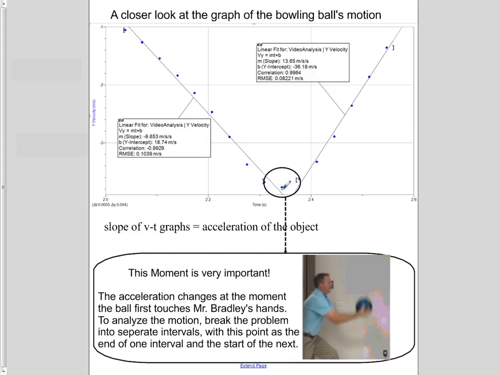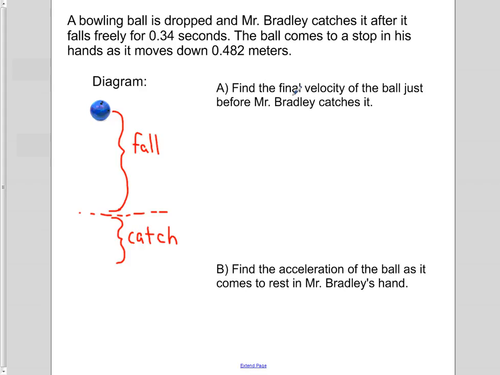Because that's at the end of the first interval, we would call it VF, but because that speed is at the start of the second interval, we would use it as VI. So you'll hear me say lots when we're solving interval problems, just reminding you to find VF of one interval because that's VI of the next interval. And that's why we've set this up to find VF, the final velocity of the ball, just before Mr. Bradley catches it. That would be right here in the problem. That becomes VI for the next interval, so that then we could find the acceleration of the ball as it comes to rest in Mr. Bradley's hand. So let's go about doing that.